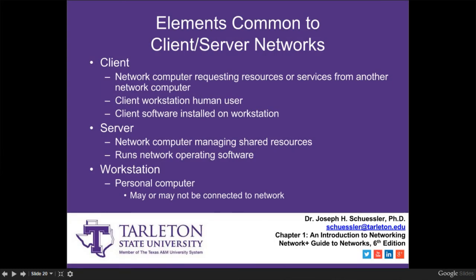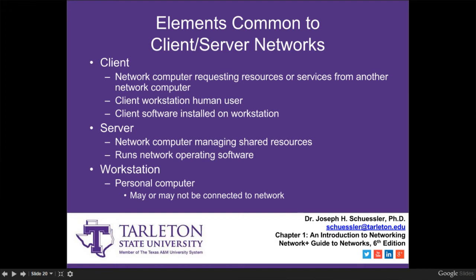Elements common to client-server networks include clients, servers, workstations, and there'll be several others on some of the next slides. But the client is what we talked about. It's a computer that's consuming resources. It requests access to resources from a server, and if that client machine has rights to it, it will be granted access.